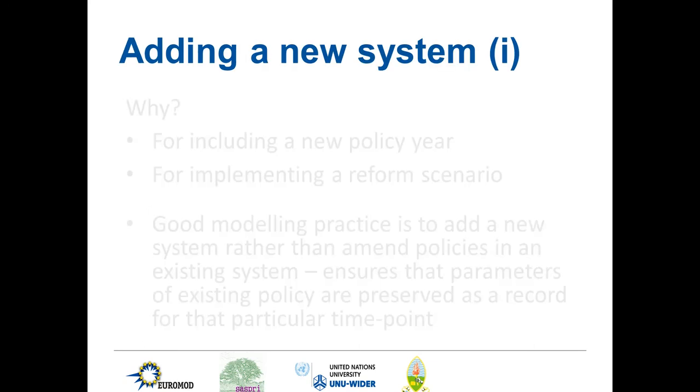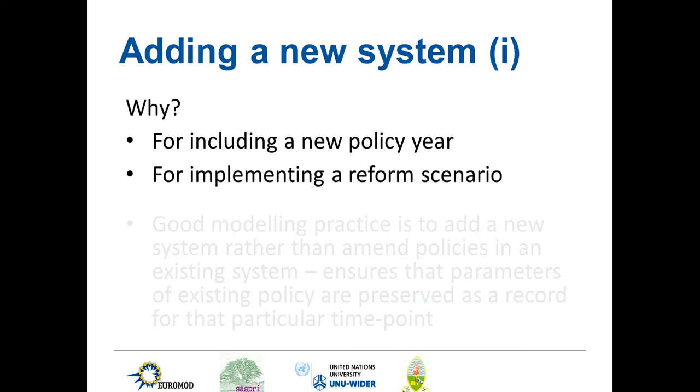Now, adding a new system. Why do we add a new system? Well, I think I've said in an earlier session, we add a new system if we want to include a new policy year. So at the moment we have 2012 and 2015, we will be wanting to add 2016 and indeed 2017. But importantly, we want it if we want to implement a new reform scenario. A new system is definitely in order.